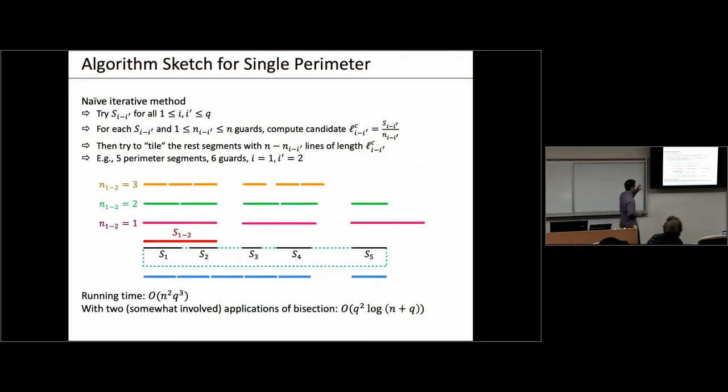So we can derive, based on a bunch of properties from the previous page, a naive algorithm that runs in n squared and q cubed, where n is the number of guards and q is the number of segments on the boundary. With the application of two bisection, which requires quite a bit of reasoning, we can drop that to q squared log n plus q. This is actually very fast. It can be run on even a billion robots without any problem.